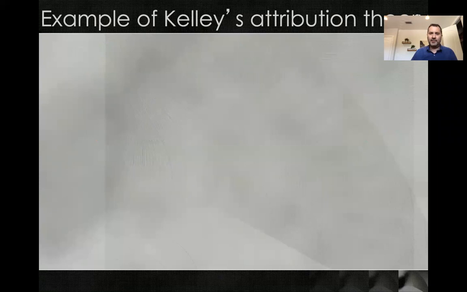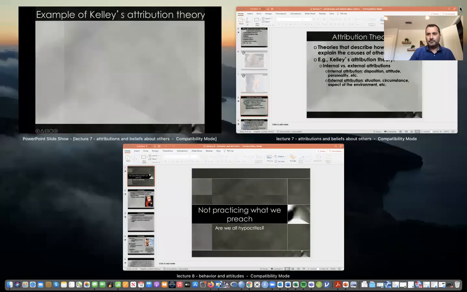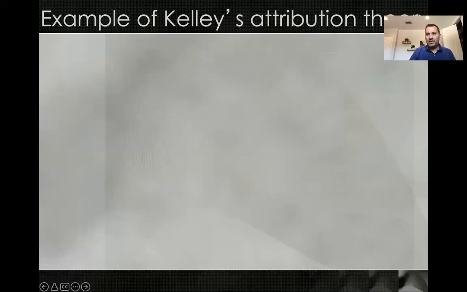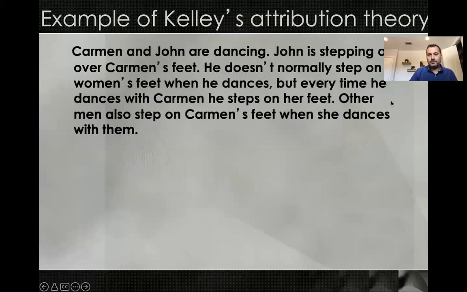So imagine the following scenario. Let's imagine that Carmen and John are dancing. John is stepping all over Carmen's feet. He doesn't normally step on a woman's feet when he dances, but every time he dances with Carmen, he steps on her feet. Other men also step on Carmen's feet when she dances with them. And let's say we're trying to figure out an attribution for John's behavior. Why is John stepping all over Carmen's feet?